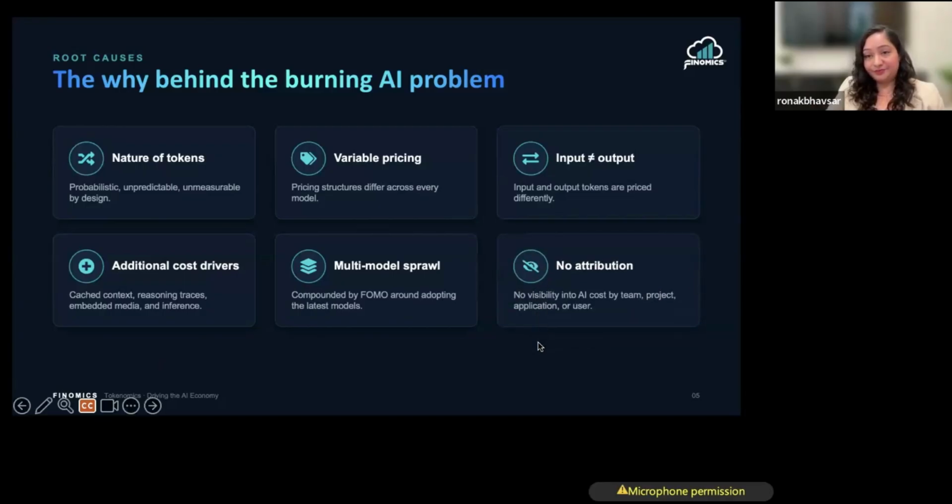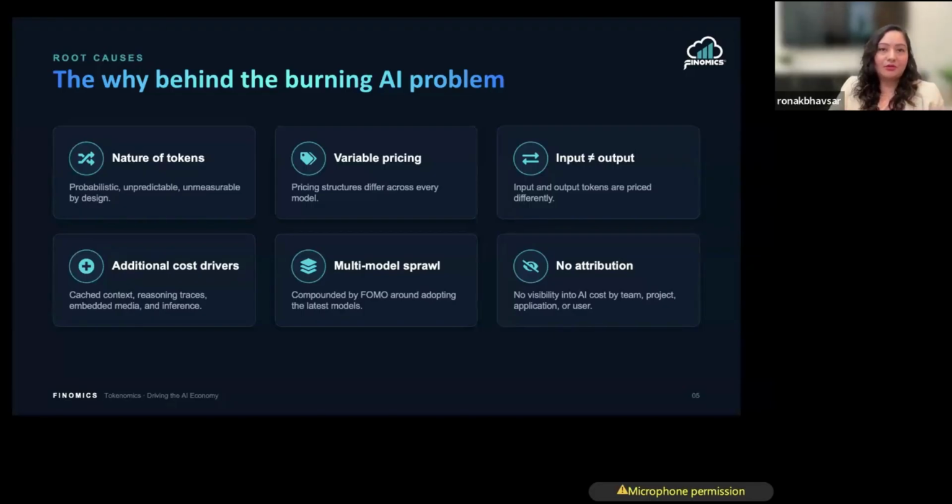And we don't have a system, or the platforms available yet, where you have that visibility, right? Like which team, which project, which application and user are costing you how much in terms of token consumption, the token cost. So the absence of that attribution is causing this chaos, is how I would like to put it.